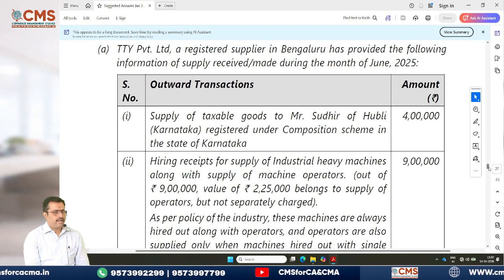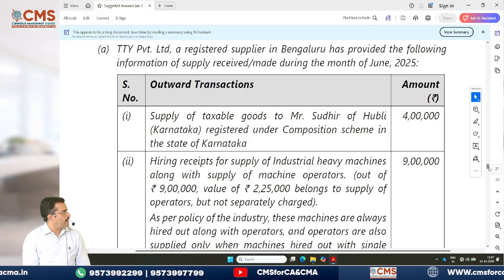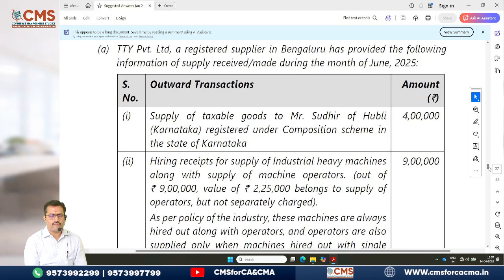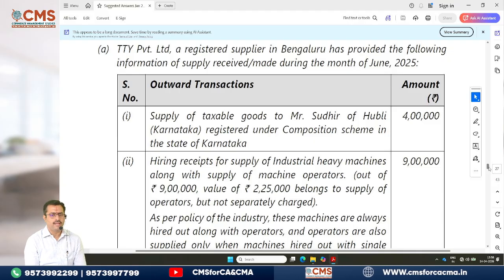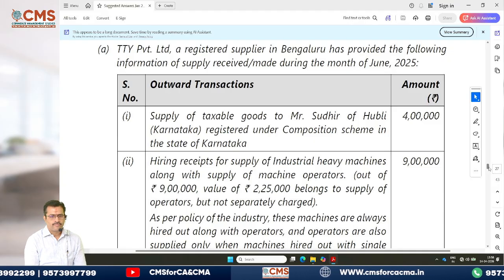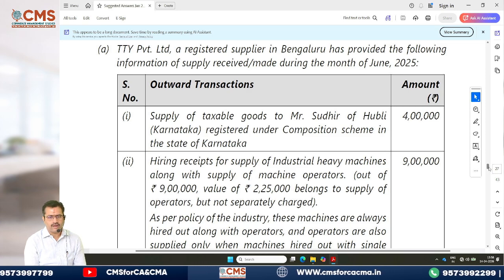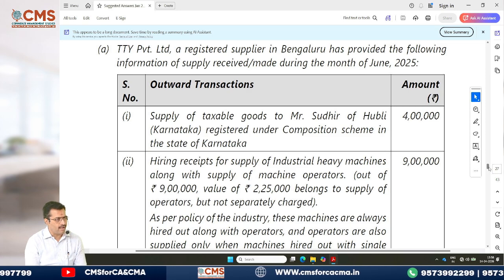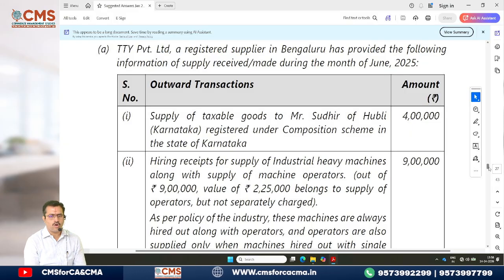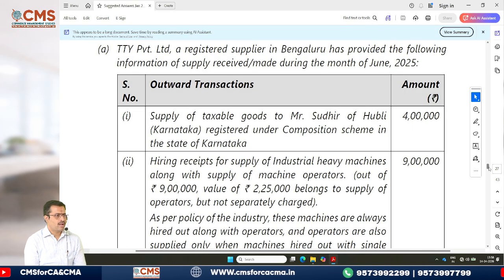So let's read. TTY Private Limited, a registered supplier in Bengaluru, has provided the following information of supply received or made during the month of June 2025. Supply of taxable goods to Mr. Sudhir of Hubli, Karnataka. That means it is in the same state. Registered under the composition scheme in the state of Karnataka.